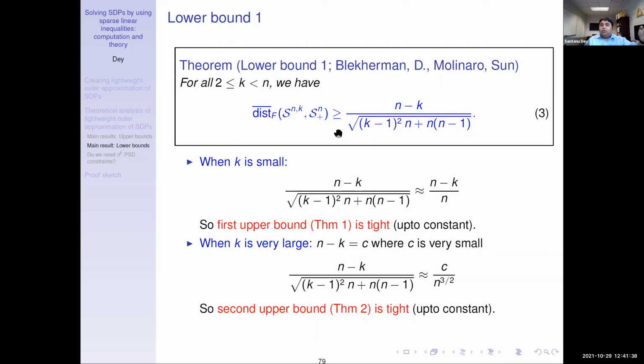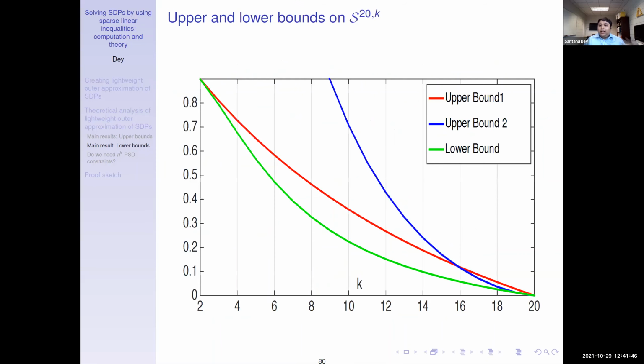And so this lower bound is saying the two upper bounds together do quite a good job when k is small and k is large. Okay, and here's how they look. This was the first upper bound, this was the second upper bound, and this is our lower bound. You can see that when k is small and when k is large, we kind of know what this distance really is. We've kind of nailed it.